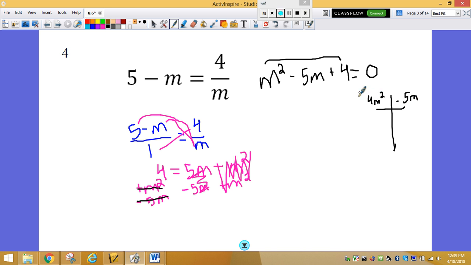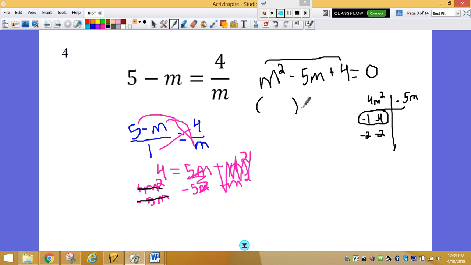You want to figure out what you can multiply to get 4 and add to get negative 5. So we could do 1 and 4 or 2 and 2. Well, none of those will add to give you a negative, but if I made both of these negatives, I still multiply and get positive because a negative times a negative is a positive. And I add these two to get negative 5. Negative 1 plus negative 4 is negative 5.